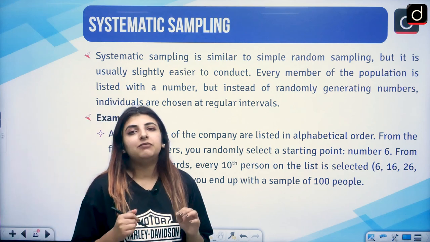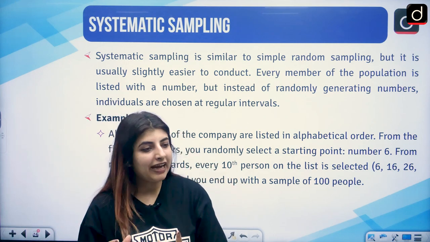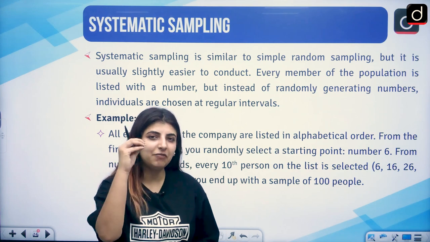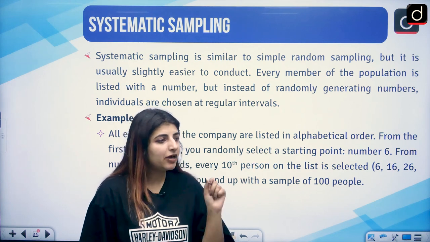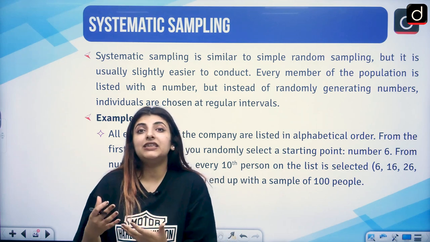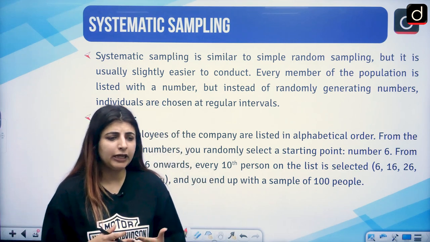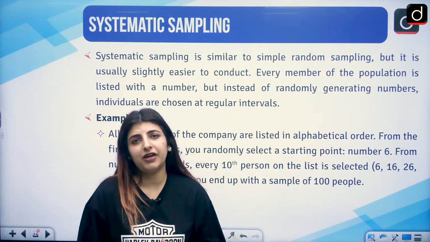Then we have systematic sampling. The name also is suggesting to us that there is some kind of system hidden in between this kind of sampling. But why is it a probability sampling technique if there is a system there?